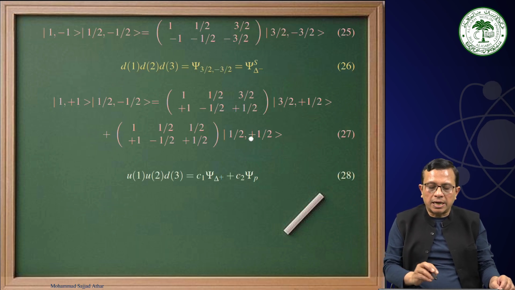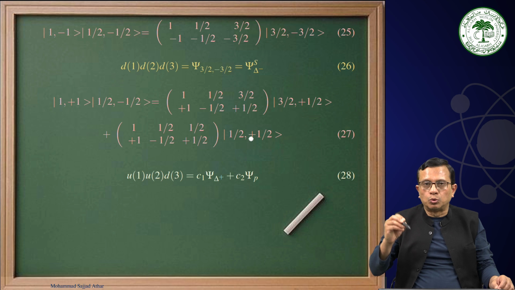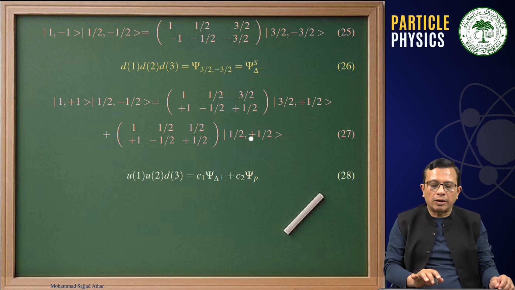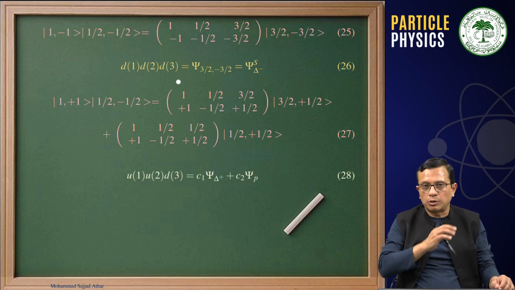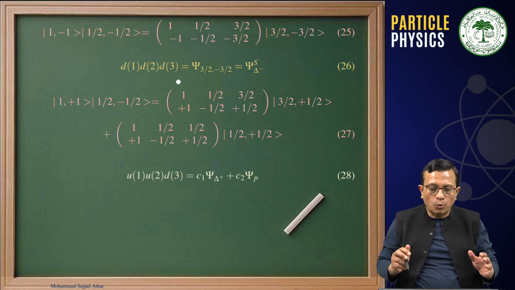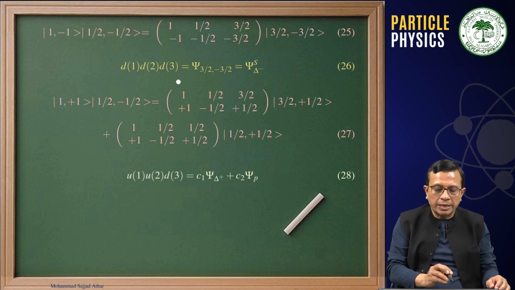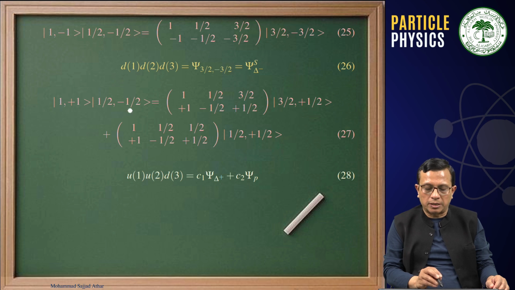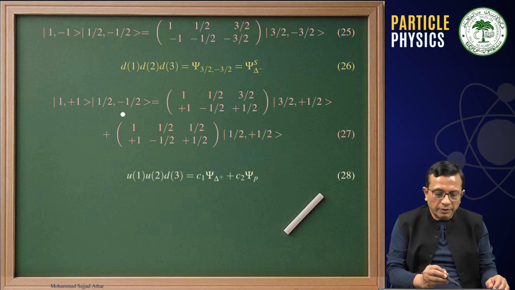And you can see that like U1, U2, U3 which were symmetric, here also it is symmetric. You interchange the positions of these quarks, nothing is going to happen. Now what we do, we try to combine 1, +1 with half, -half, and then we will combine 1, 0 with half, +half.